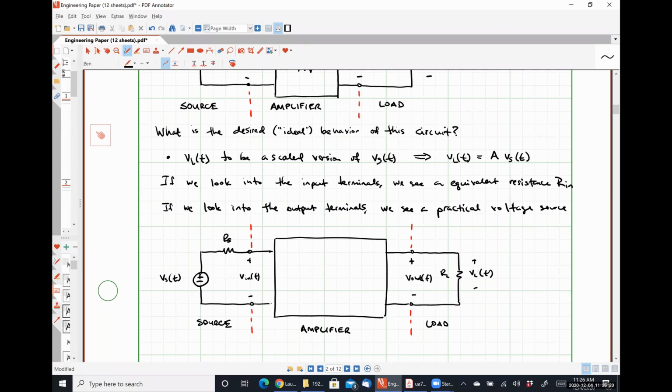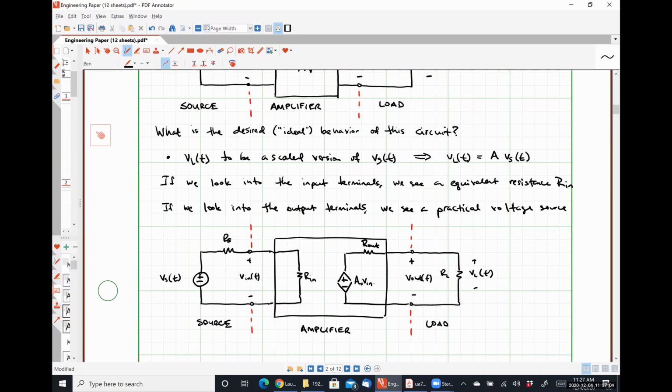So when we looked in from the input, we saw an input resistance Rin. And when we looked in from the output, we saw a practical voltage source. And I'm choosing to use a practical voltage source with a dependent voltage source as opposed to an independent voltage source. This will be our output resistance Rout, which is just a Thevenin equivalent resistance. And this guy right here is our voltage gain multiplied by Vin.